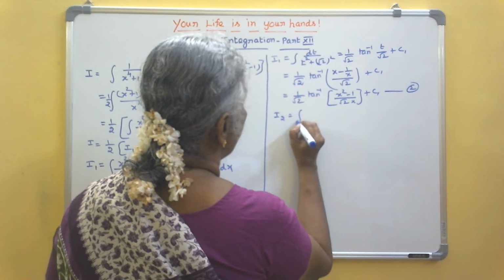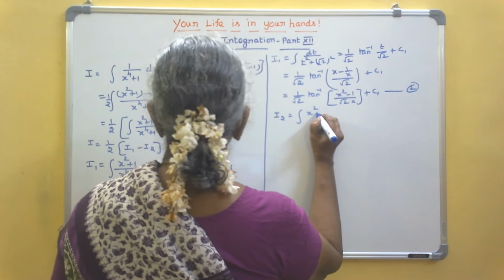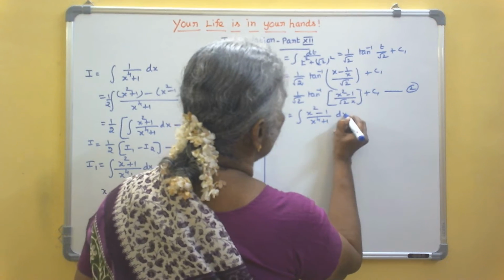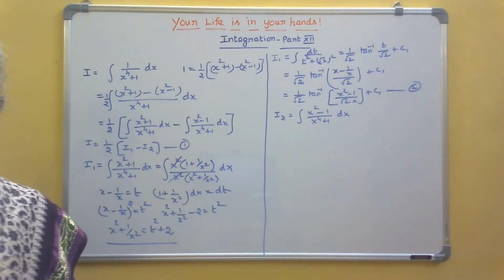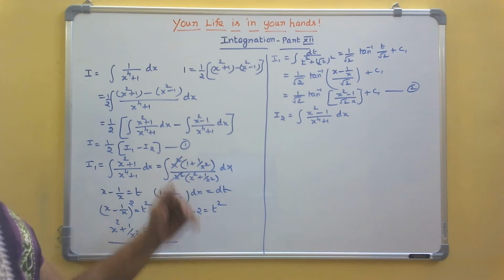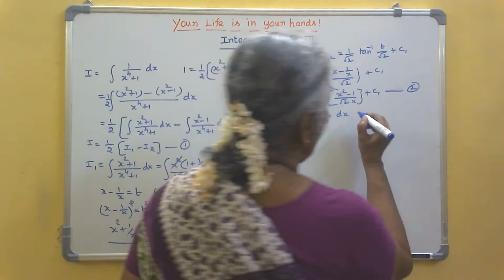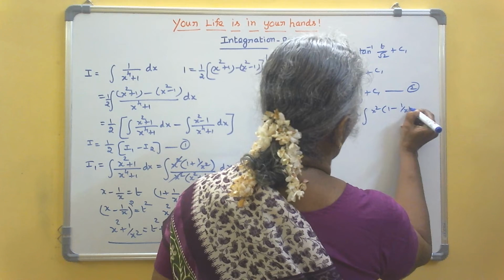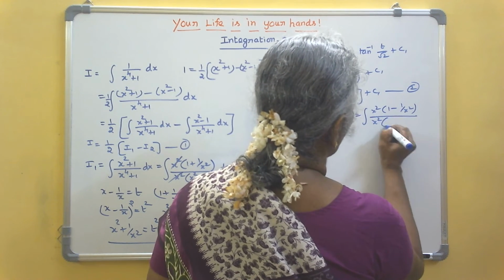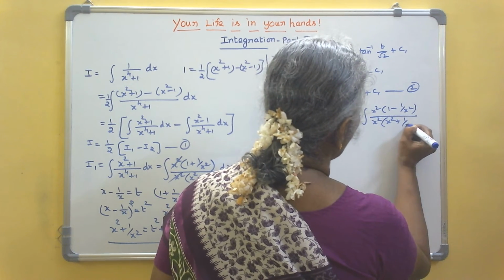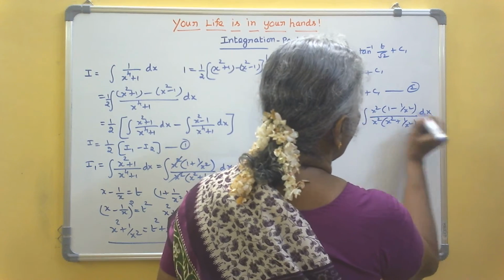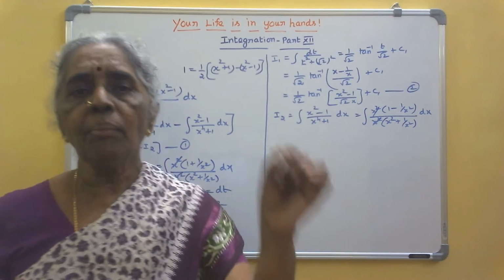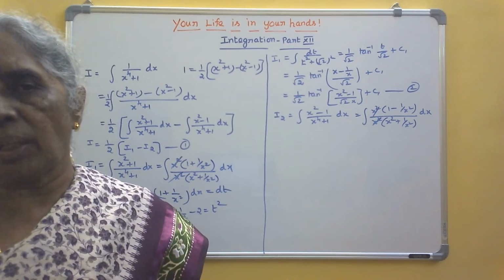I2 is equal to the integral of (x squared minus 1) by (x power 4 plus 1) dx. Here also follow the same procedure. Take the x squared within the integral. You will get (1 minus 1 by x squared) into (x squared plus 1 by x squared) dx. Cut the x squared. Now you have 1 minus 1 by x squared in the numerator.